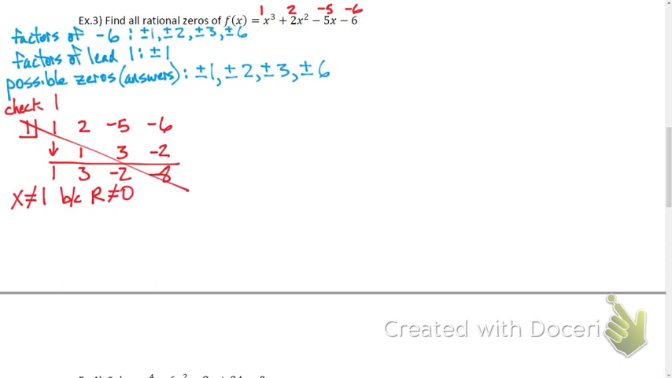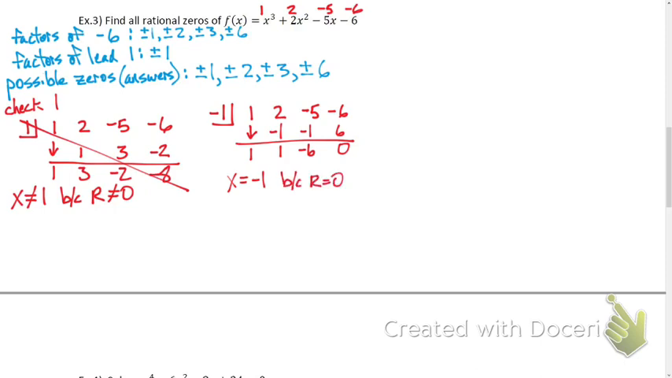So one that does work is if I had picked -1 to start out, I would have gotten a remainder of 0. So I need to prove it. So I do grade that you did the synthetic division. And we get 0. So this means x equals -1 because the remainder is 0.